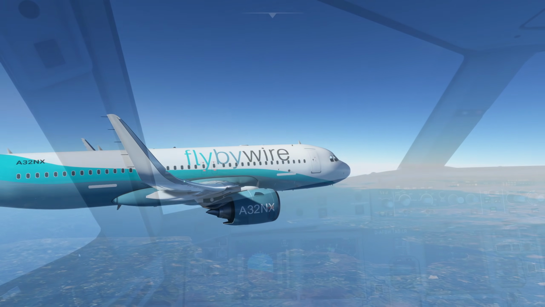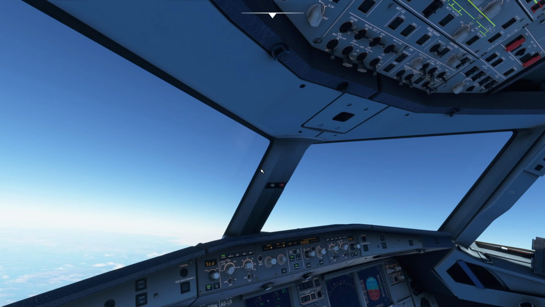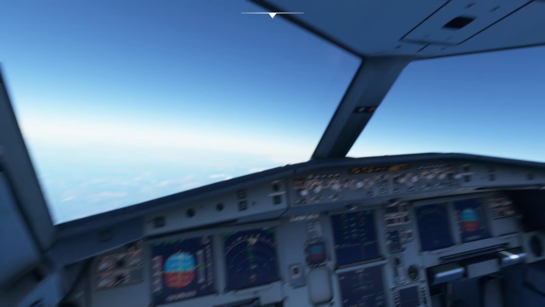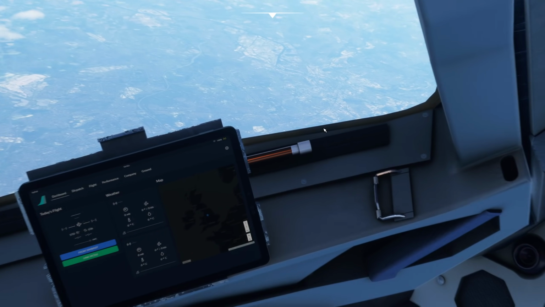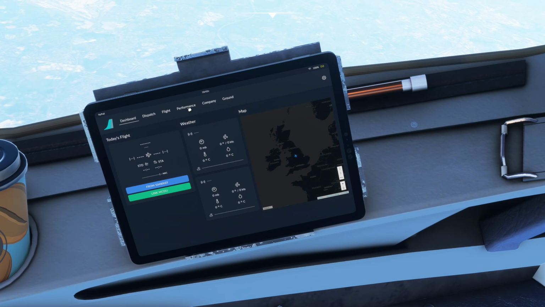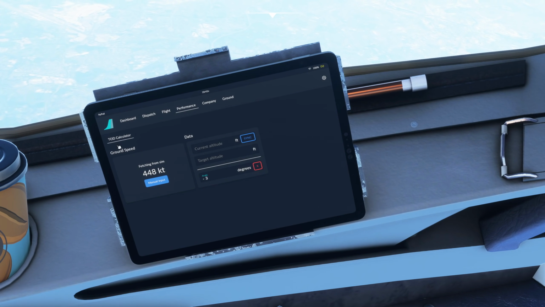Right, let's get started. So here we are in the flight deck, and let's have a talk about what we're looking at. If you go to your EFB now, the Flybywire team have added in the performance section a top of descent calculator, TOD calculator.